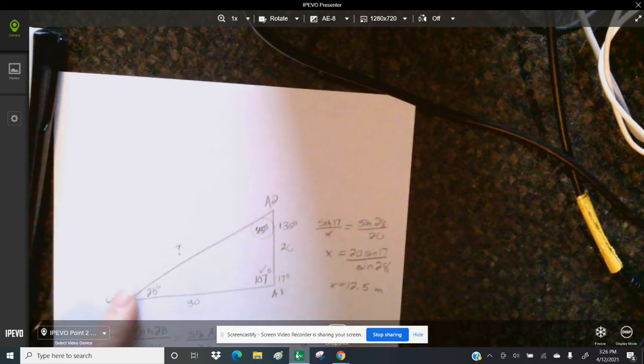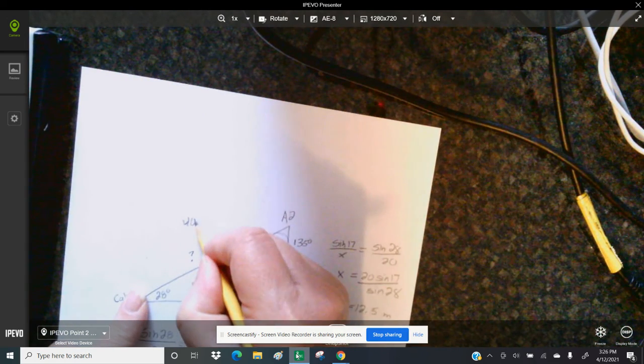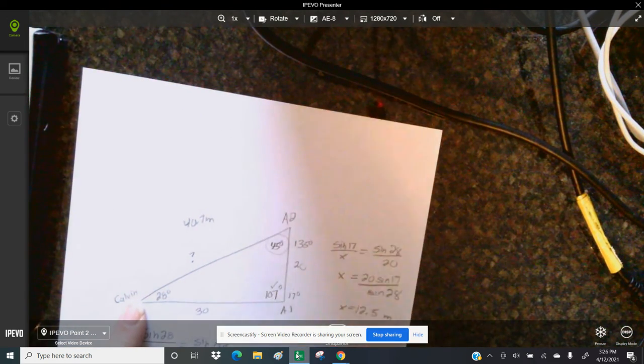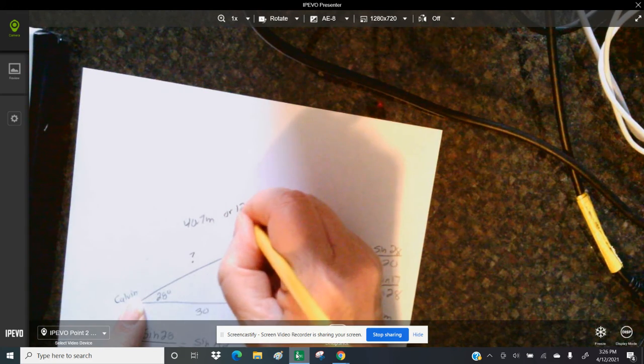So this distance is either 40.7 meters, which Calvin hopes, or 12.5 meters.